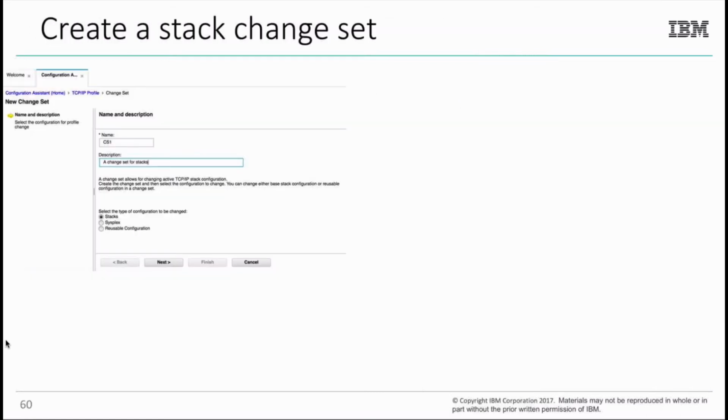So now I'm going to show you how we create a stack change set. So here's the new change set. I've pulled down actions, new, on the change set screen. I'm creating a change set. I've named it CS1, and I've given a description, and I've clicked the radio button to indicate it's a change set for stacks. On the next screen, you name the change set. The change set has a name. You indicate that it's a change set for stacks.